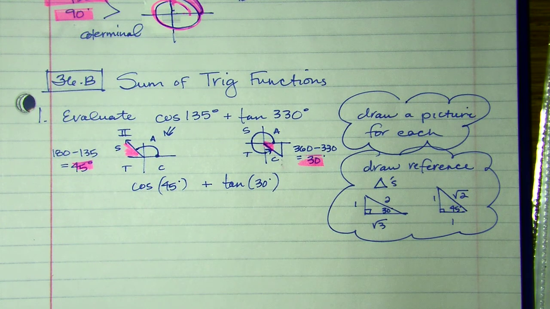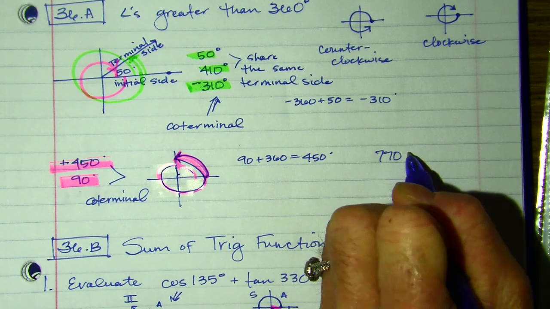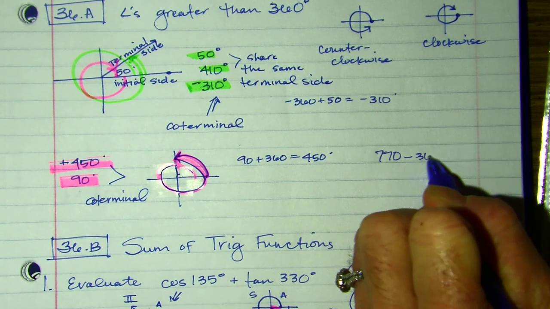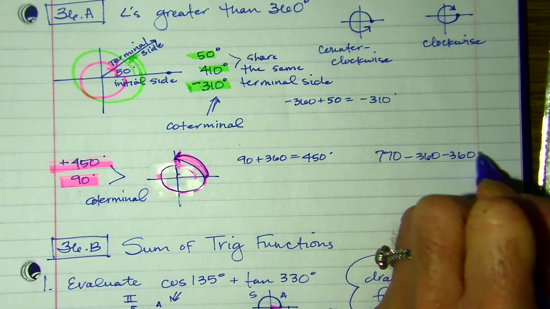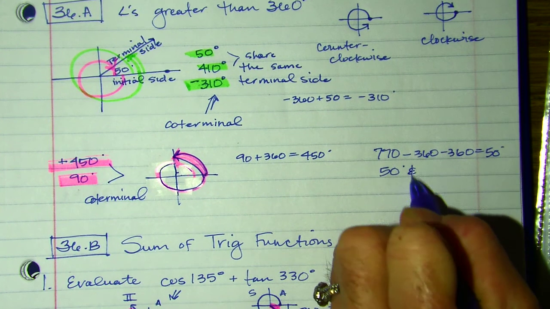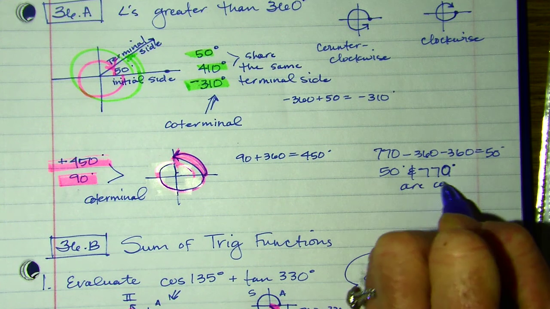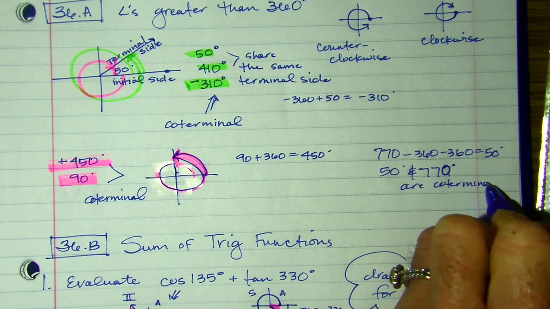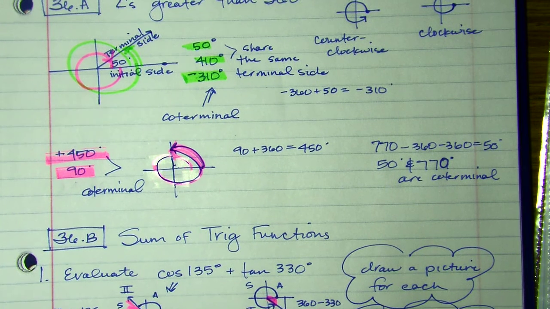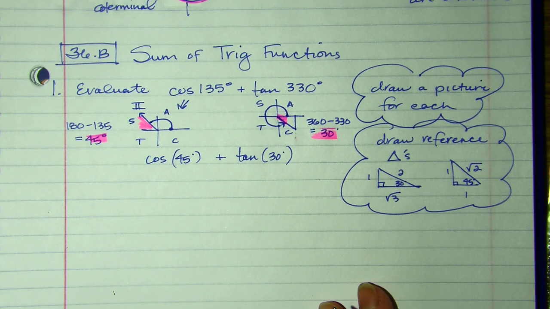So coterminal means that I have like 770 minus 360 minus 360 would give me 50. So 50 degrees and 770 degrees are coterminal because they are rotations of 360. They share the same angle. Here, reference angles share the same terminal side, but I haven't rotated a full circle yet of 360.